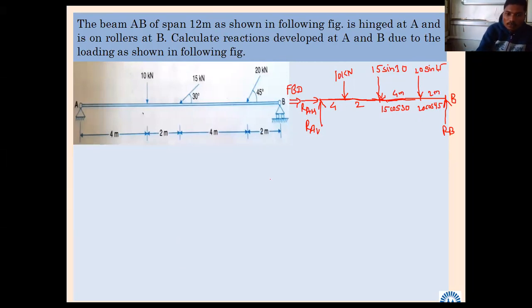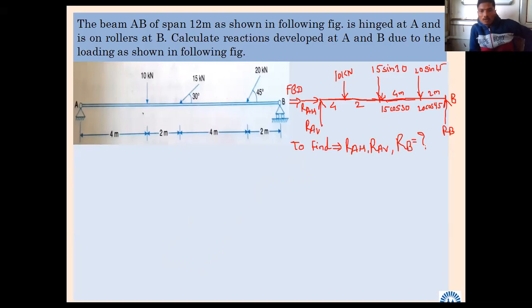And what are we supposed to find? R A H, R A V, and R B. Are you with me? Yes, sir. Shall I give 5 minutes to solve? Yes, sir.